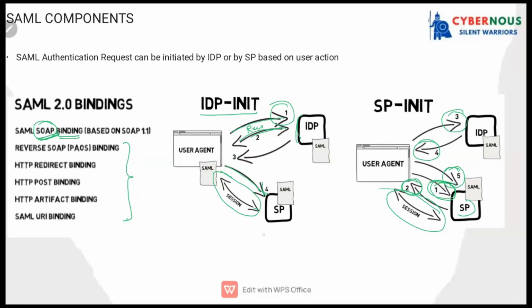So in IDP initiated, the first thing which is happening is the user is accessing the IDP. In service provider initiated, the user directly goes to the service, and then the service asks it to take the token from the IDP, and that is how the entire thing will happen.